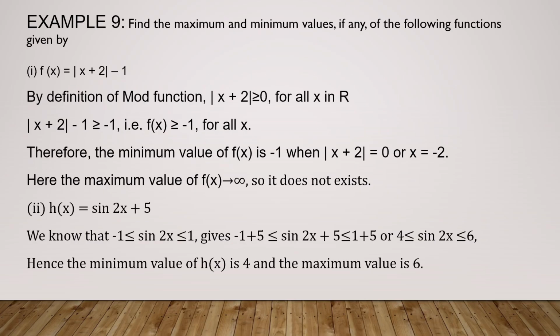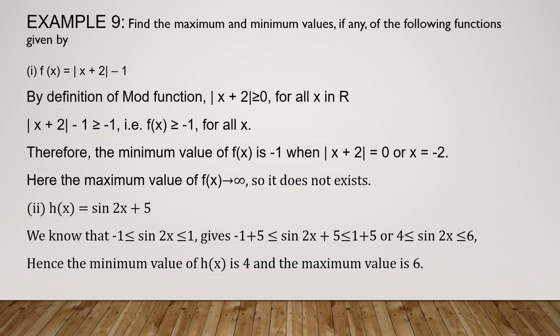Example 9. Find the maximum and minimum values, if any, of the following functions. First function is f(x) = mod of (x plus 2) minus 1. Now we know that the mod function always has value greater than or equal to 0. So mod of x plus 2 is always greater than or equal to 0. Then f(x), mod of x plus 2 minus 1, is greater than or equal to minus 1 for all x. That means the minimum value of f(x) is minus 1.